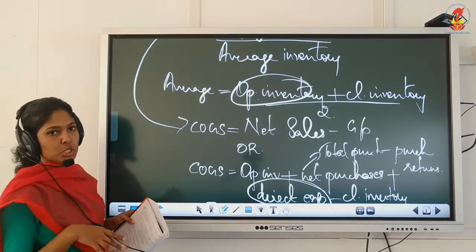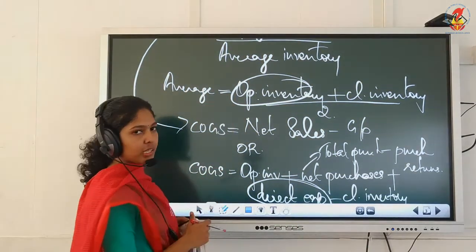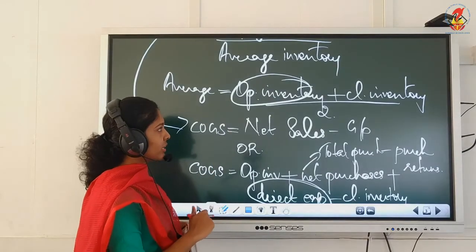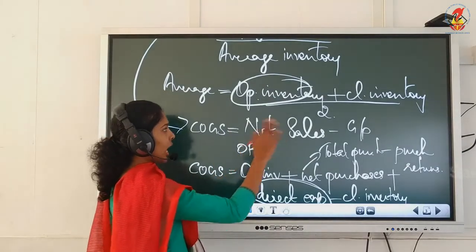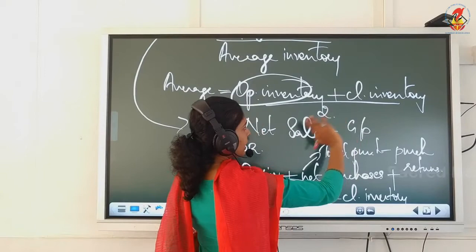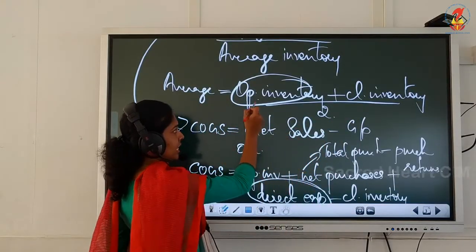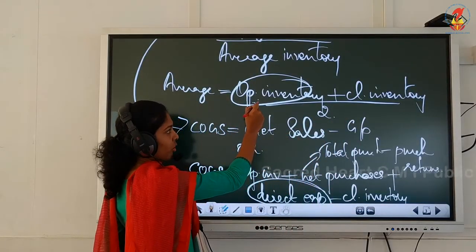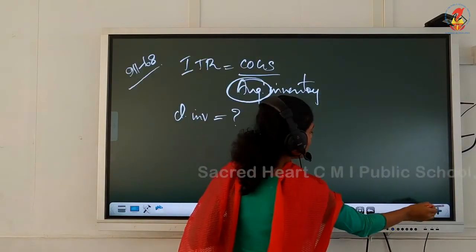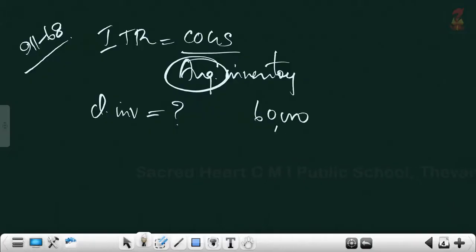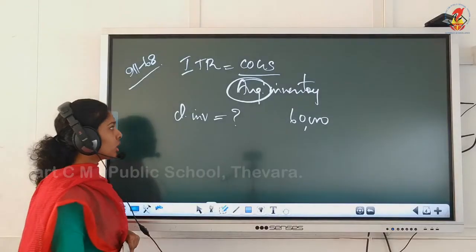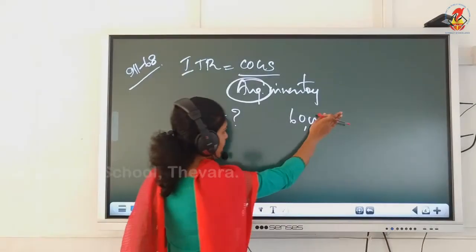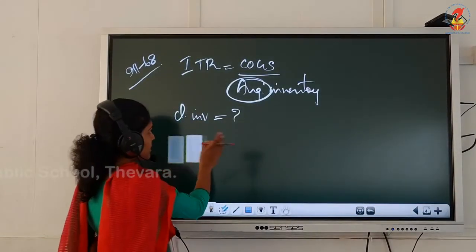Suppose you are not in a position to get the closing inventory. In this particular question, we can compute closing inventory with the given information. But if you can't compute closing inventory, just write the value of opening inventory. That means you just have to write 60,000 when you do the problem. In that case, don't write divide by 2. You just have to write 60,000 if you can't find closing inventory. But in this question, we are able to find closing inventory.